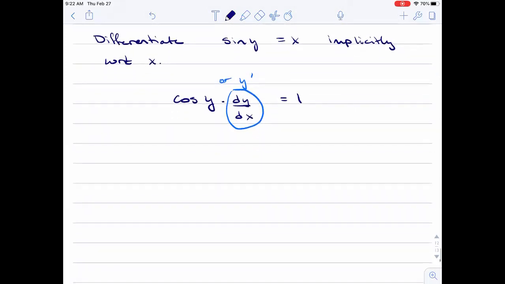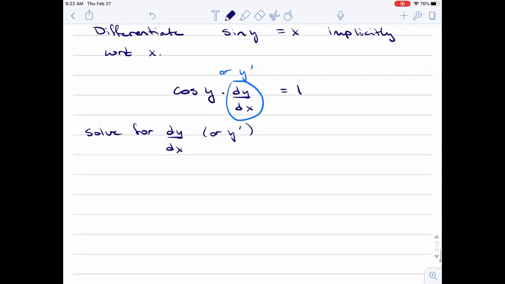So again, solve for dy dx, or y prime, whichever you prefer. Because now you've seen both and you've probably picked a favorite. Hands up if it's y prime. Yeah. Oh, not sure. Yeah, they're all the same. Yeah. So everyone likes y prime.